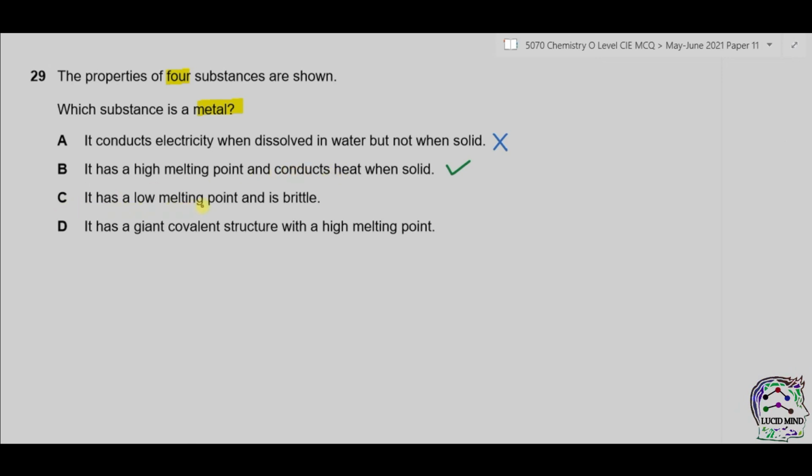Part C, it has a low melting point and is brittle. This is incorrect because the melting point of a metal is higher and it is not brittle, it is malleable. Part D, it has a giant covalent structure with a high melting point. This is not true because in metals metallic bonding is present. So the structure is a lattice of positive ions in a sea of electrons, therefore this is wrong. Answer is part B.